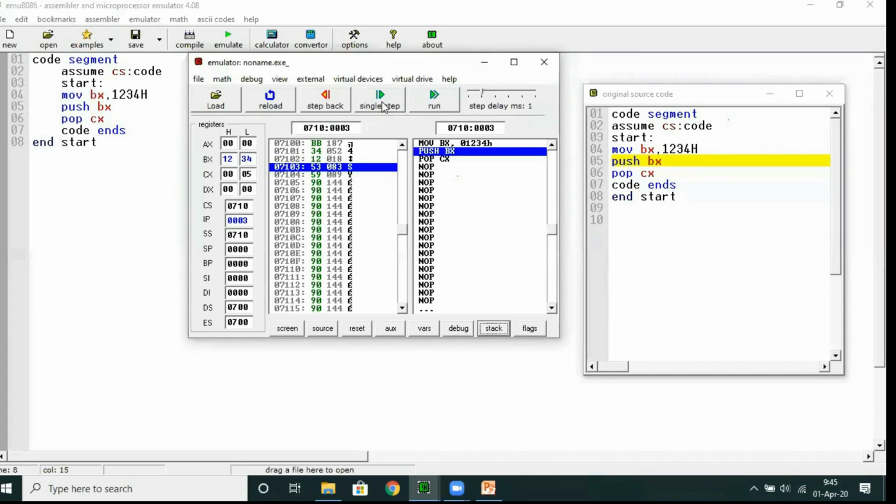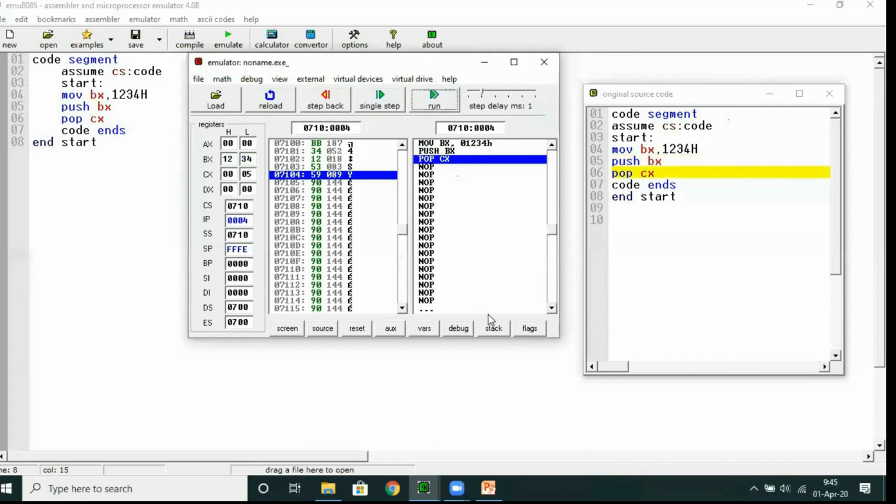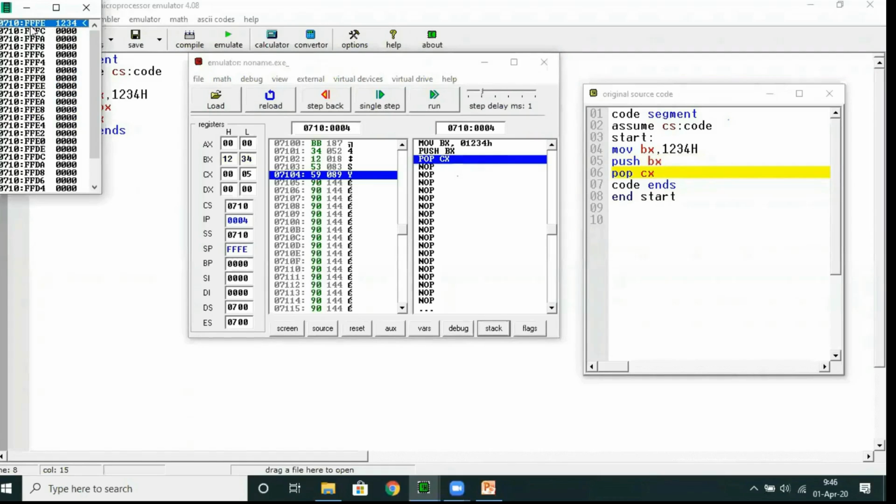Single step. Now again, let's see the stack. Because BX has 1234, let's check whether 1234 has come into the stack segment or not. Let us see the stack segment now. At the top of the stack, you can see that 1234 is available. Among the even addresses, you can see FFFC, and then FFFD is not available, E is available, because at each location, 16-bit data is used. That's why you are seeing these address locations in an odd manner. A is there, B is missing, C is there, D is missing, E is available.